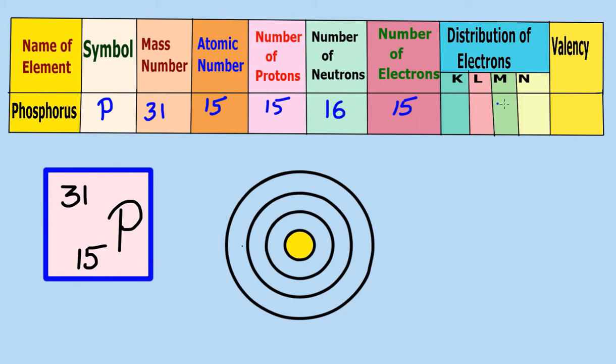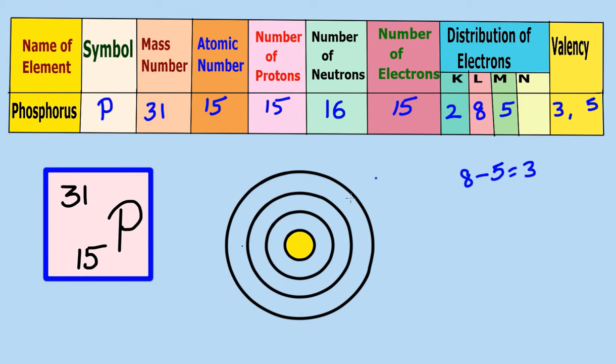How are the 15 electrons distributed here? 2 in K shell, 8 in L shell and 5 in M shell. What is its valency? It has 5 electrons in its outermost shell. So its valency may be 5. But not only this, how many electrons are required to complete the octet? If we subtract the number of electrons in outermost shell from 8, that is 8 minus 5, we get 3. So its valency may be 3 also.